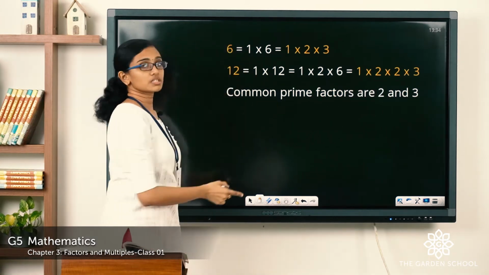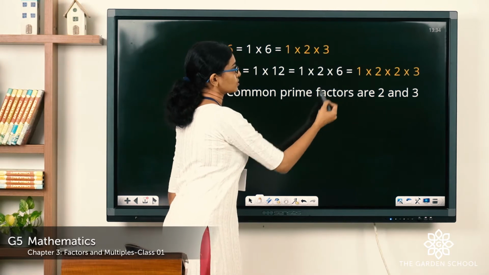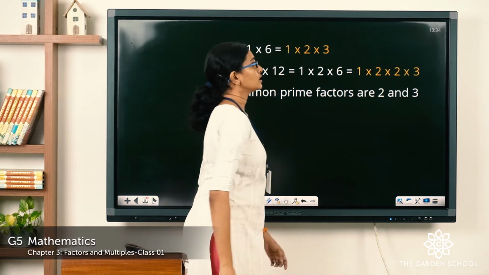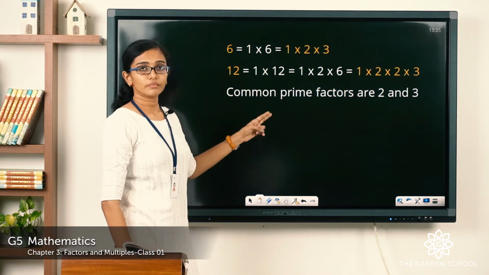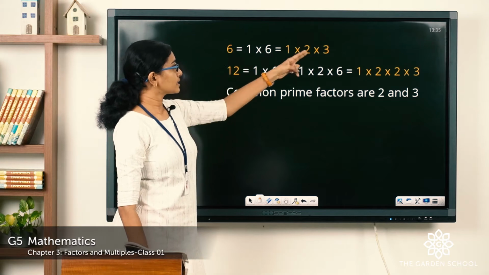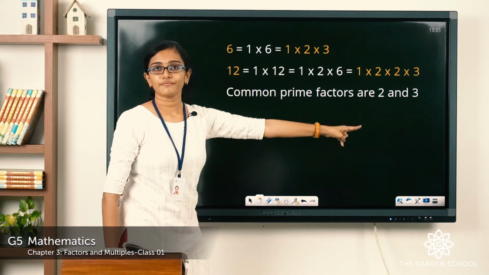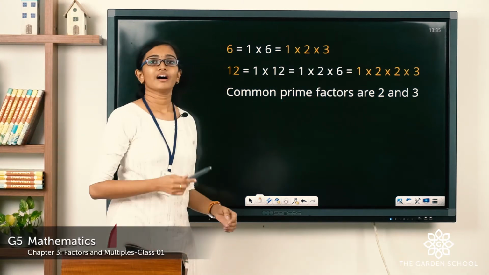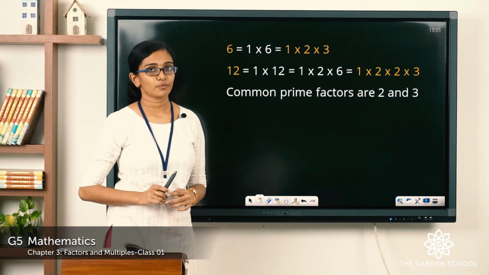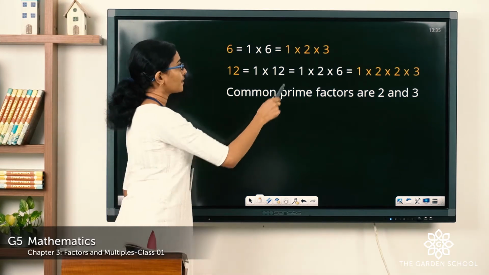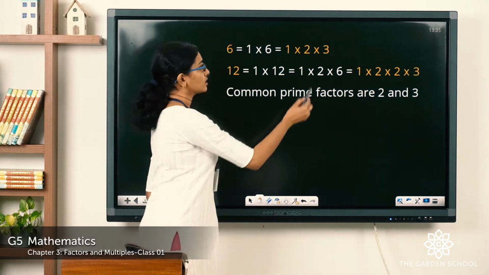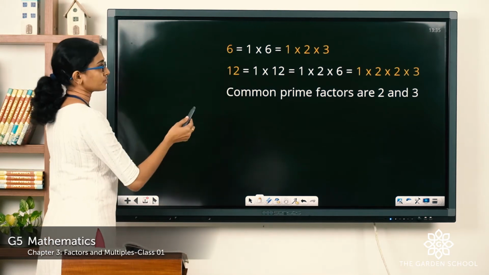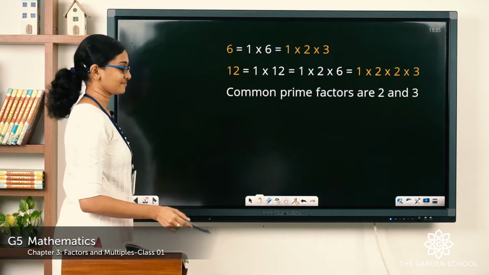Where this 12 was first broken down into 2 into 6, and again the 6 was broken down into 2 into 3. So now you see these two numbers 6 and 12 are represented as the product of its prime factors alone, right? Remember this number 1. 1 is considered neither prime nor composite. So the common prime factors here are the number 2 and the number 3. So the common prime factors of 6 and 12 are 2 and 3.